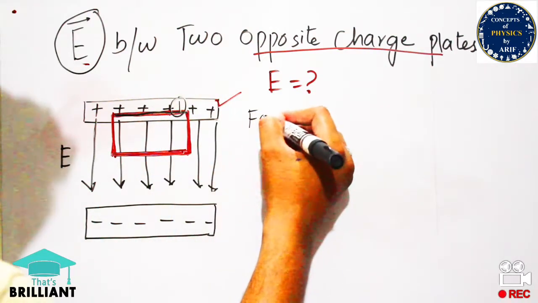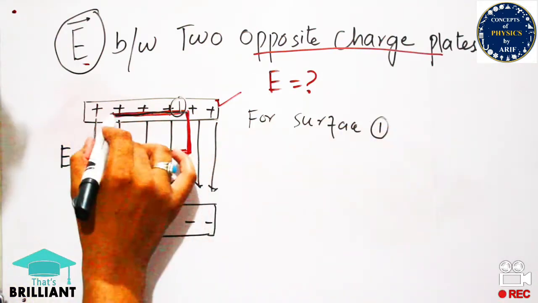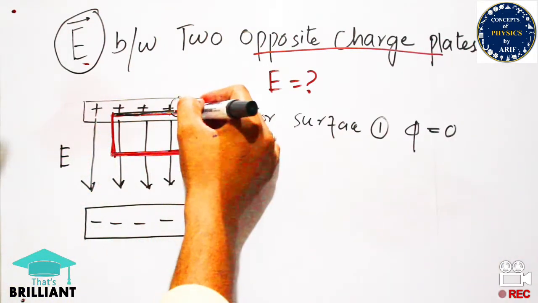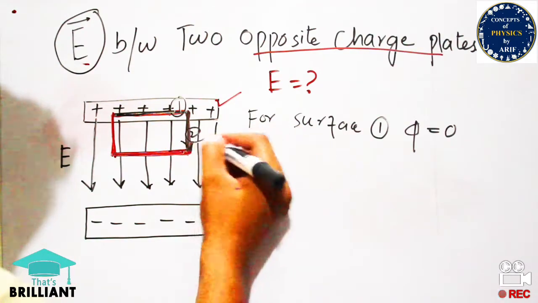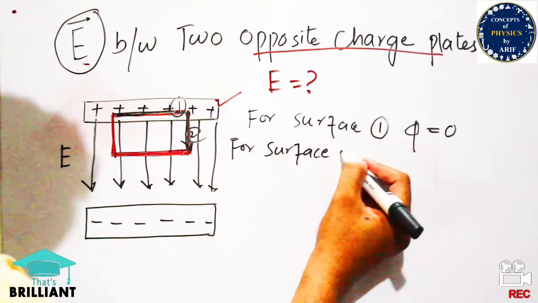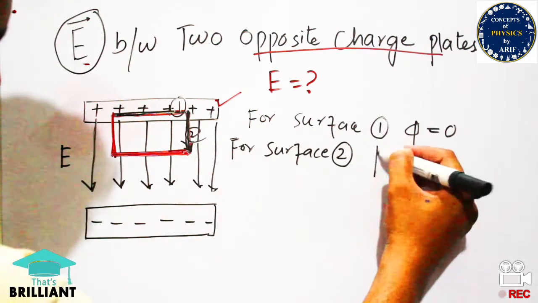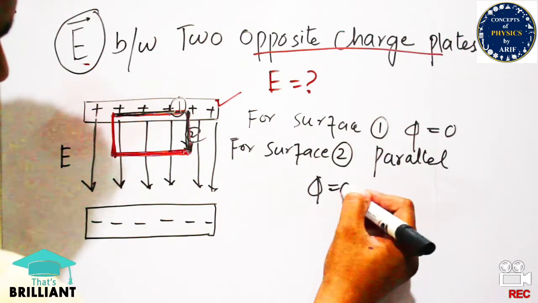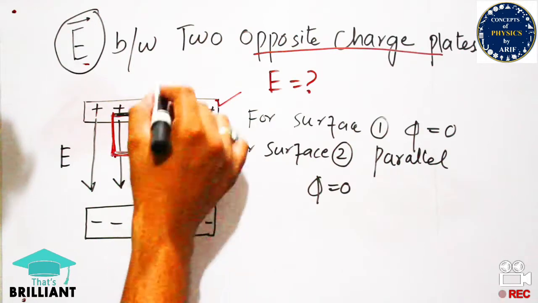This is side 1, which is immersed in the positive charge plate. For surface 1, we need to calculate the flux. The flux will be 0 because this whole side is immersed in the plate. For side 2, the electric field lines are parallel to the side, as you have seen in the black marker. The electric field lines are parallel with this side 2, and the flux will be 0.